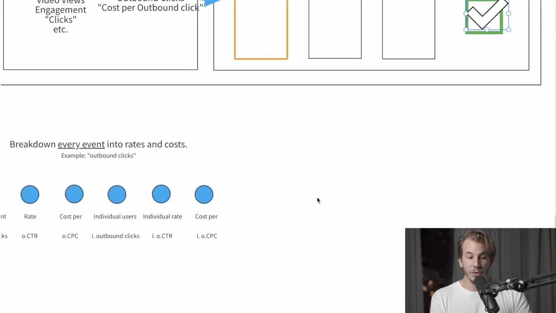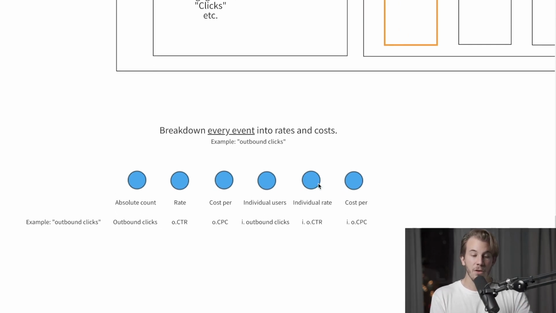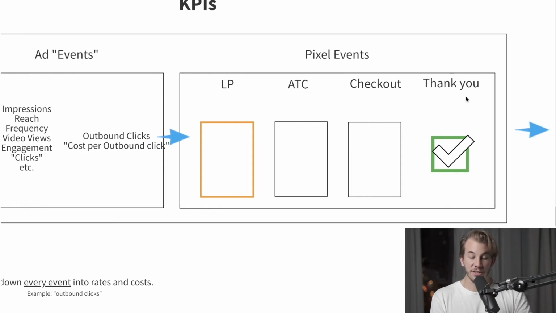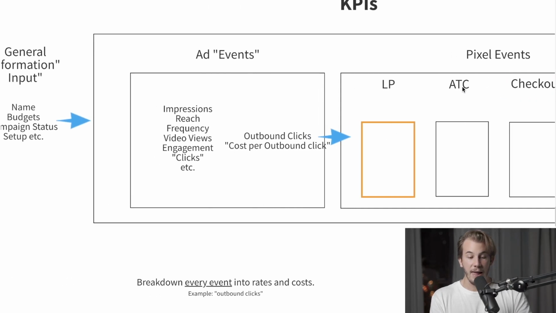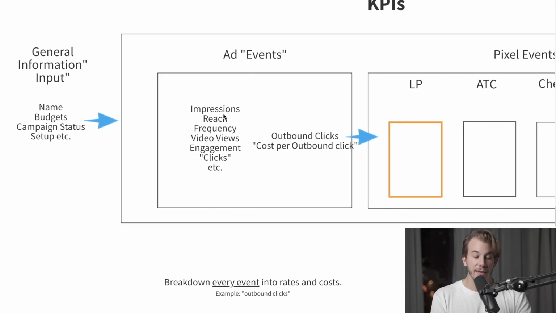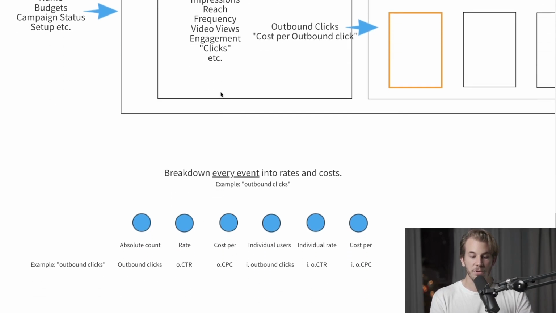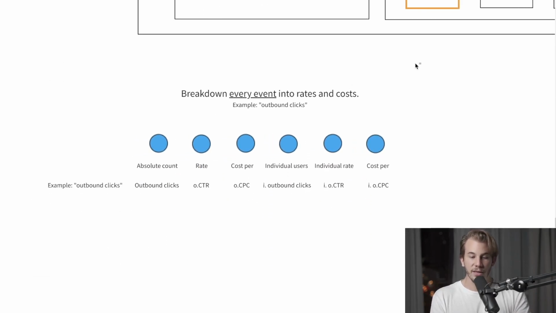And to get the most out of all your information, you break down every event. This all counts as an event. Landing page is an event, add to cart is an event, checkout is an event, thank you page is an event, click is an event, outbound click is an event, and theoretically impression is also an event, because you have the impressions, you have the individual impressions, which is your reach, you have your cost per impressions, which is your CPM, and you have your cost per individual impression, which is your cost per reach. And you break that down into every event. You break down every event into their rates and their costs.